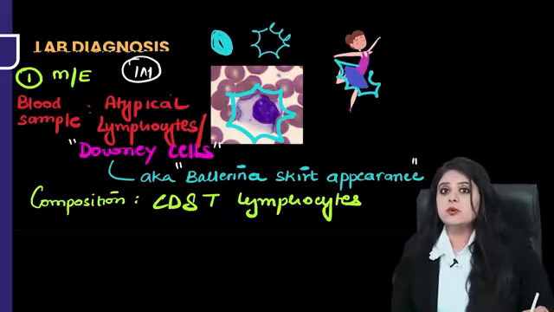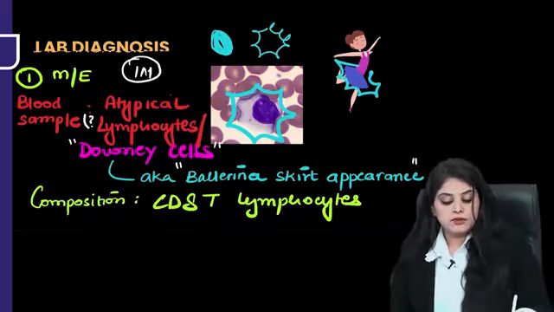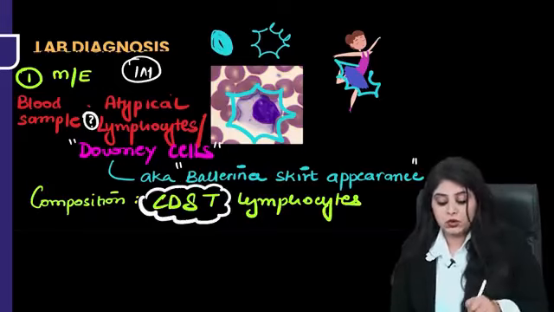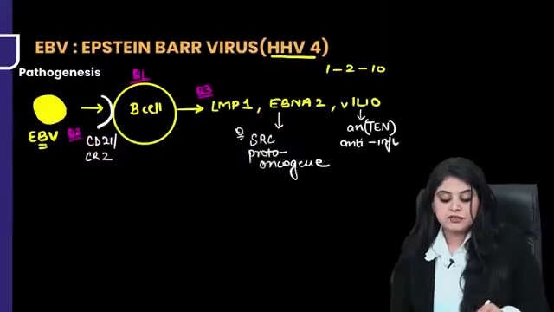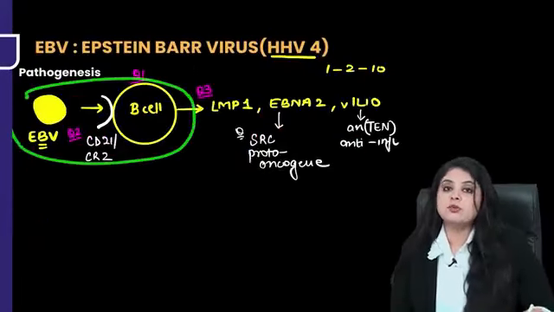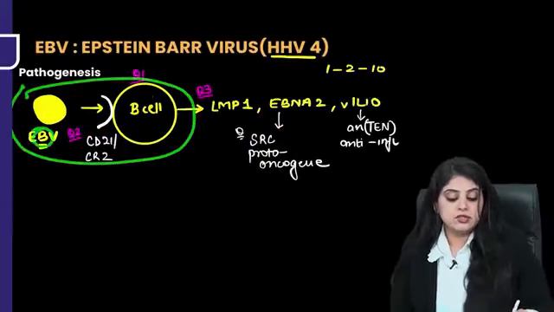But now comes the trick question. What kind of a lymphocyte is it? Remember, it is a CD8 T lymphocyte, and don't get confused. If I ask you Epstein-Barr virus enters into which cell of the body, it enters into which lymphocyte?